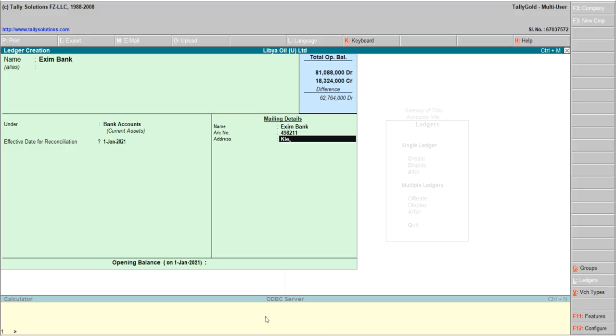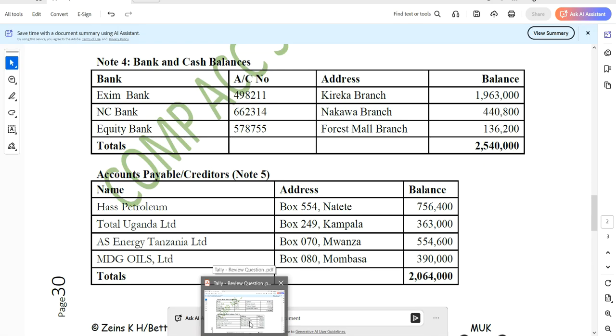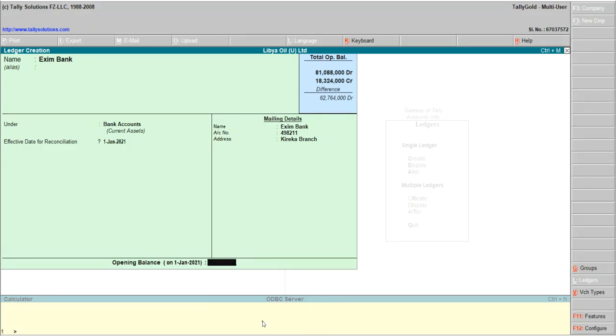Address is Chileka branch. Enter. How much is the opening balance for the Chileka branch, Exim Bank? 1,963,000. These are debit balances. These bank accounts have debit balances. Their balances are positive, so debit. Accept.